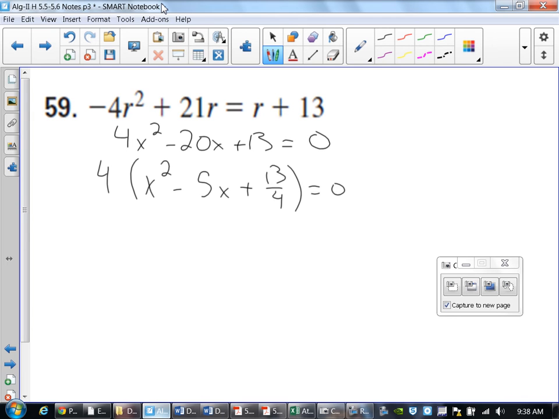You could have divided it out by the -4. To be honest with you, I like to move it first to get that first term positive, so that way I don't have to worry about making sure I divide everything by the negative. Because if I do that, a lot of times I'll forget to change a sign. That's all.